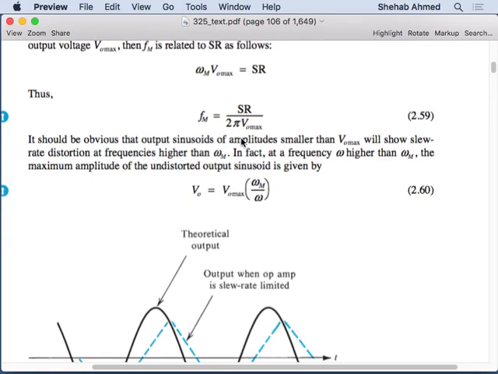Basically, this is a way to manipulate the signal so you can go underneath the slew rate limit. So you have a constraint on slew rate. If that's distorting your signal, what do you do? You have to decrease the gain.